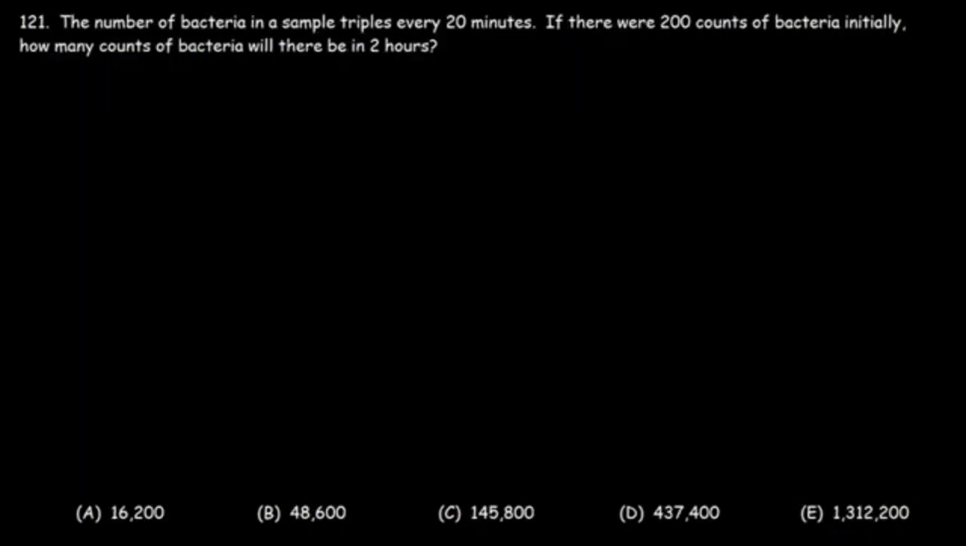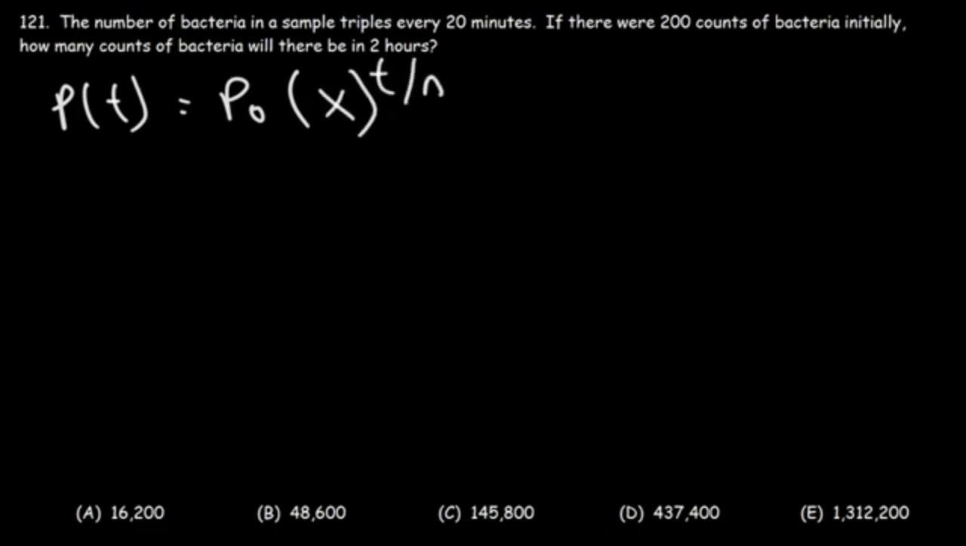Number 121. The number of bacteria in a sample triples every 20 minutes. If there were 200 counts of bacteria initially, how many counts of bacteria will there be in 2 hours? Well, let's find out. So the population of bacteria is going to equal the initial amount. In this case, let's use the letter x raised to the t over n. The initial amount is 200. X would be the number of times, let's say if it doubles or triples or quadruples. Because it triples, x is 3.